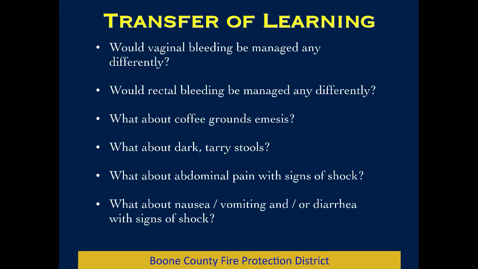Transfer this learning to other calls. So you just ran a call. Now, how can you use that to make you better at running several different types of calls? What if it was vag bleed? What if it was a rectal bleed? What if it was coffee grounds instead of bright red? What if it was dark tarry stools we were dealing with? What if he did have abdominal pain? What if he had abdominal pain but wasn't having any nausea or vomiting? How does this all fit in?